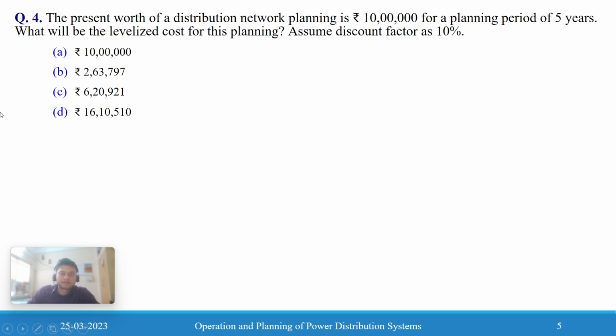So the next problem is based on the levelized cost for planning. The question is: the present worth of a distribution network planning is 10 lakhs for a planning period of 5 years. What will be the levelized cost for this planning? Assume a discount rate of 10%. We need to find this levelized cost. Here we are given the present value of money, the planning period, and the discount rate.